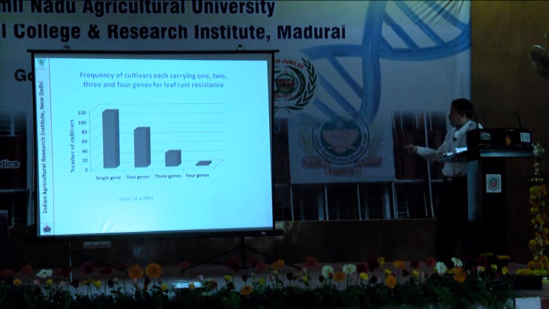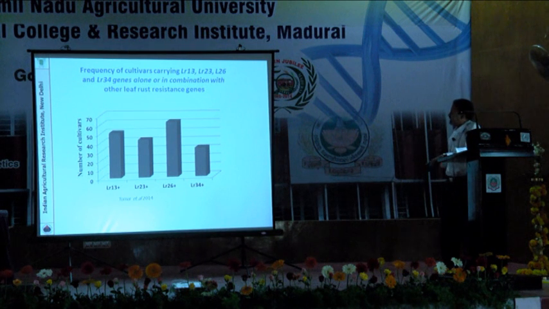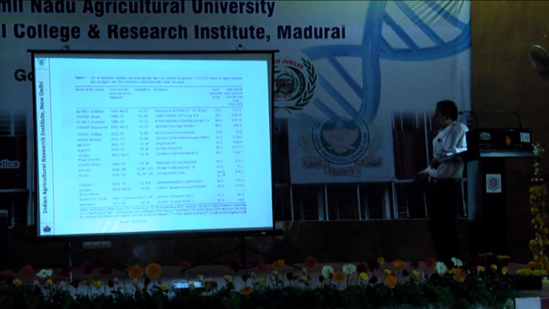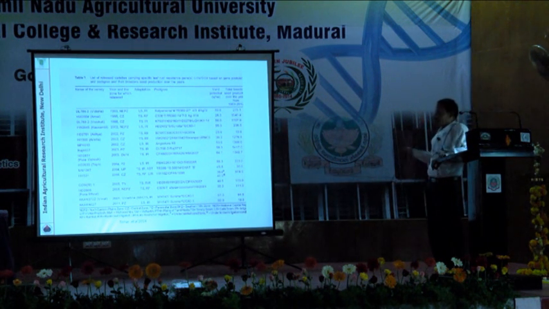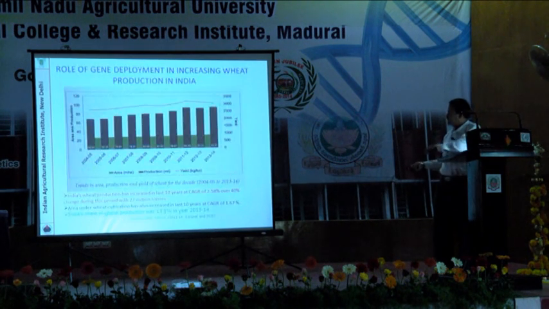This is a single gene, 2 gene, and 3 gene combinations already deployed in this country, and this is the frequency of cultivars having leaf rust resistance genes, and this is the frequency of cultivars carrying Lr13, Lr23 and Lr26. And this is what we analyzed last year. We came out with a review paper in Plant Breeding and Genetics. That's the Lr24 deployment across the country. This many varieties carrying this Sr24 are contributing much.